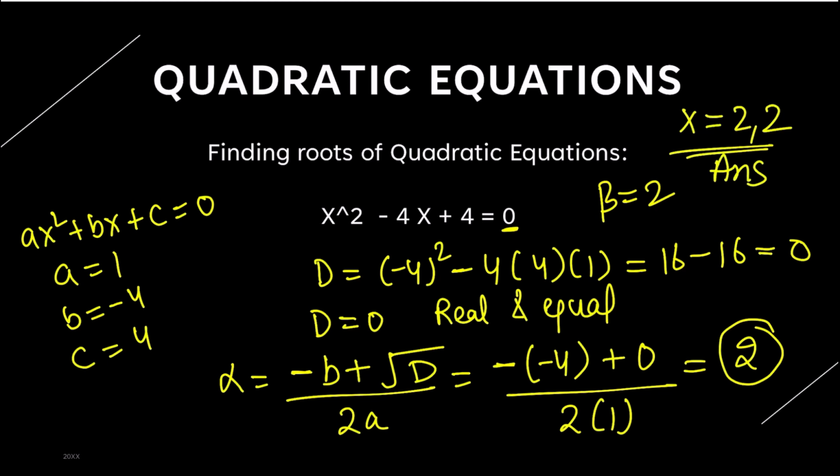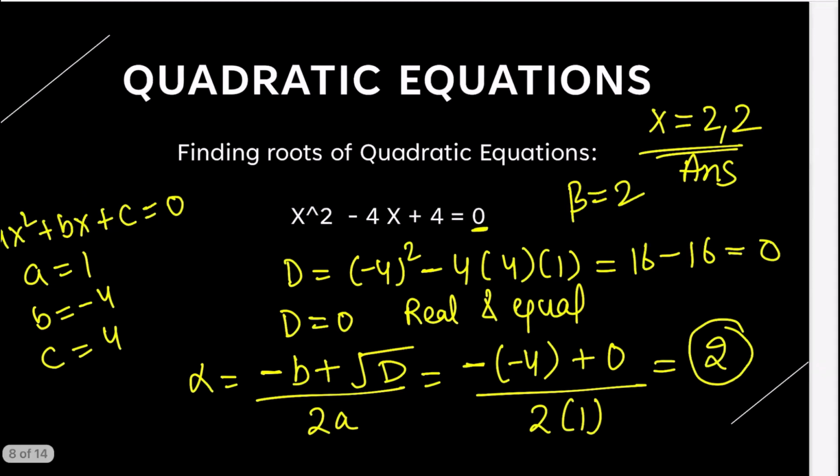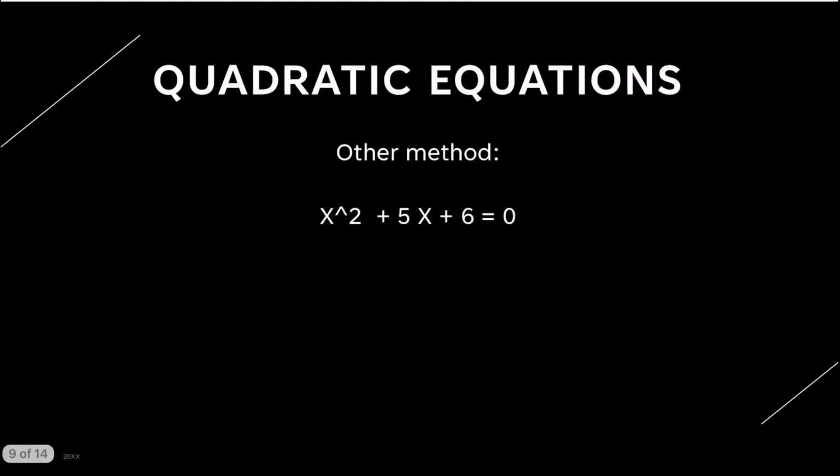Very simple process. First is make the right hand side 0. Second, find the values of a, b, c. Third, find the discriminant. Fourth, find the values of alpha and beta. Now, moving on. See, this is a little lengthy process, finding the discriminant and finding roots. There is another step, a smaller step. We'll see here.